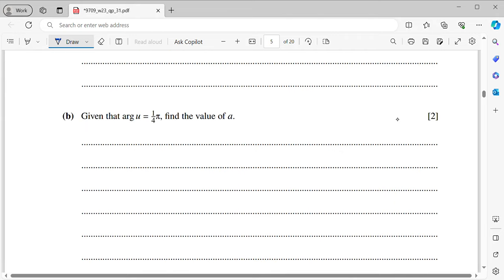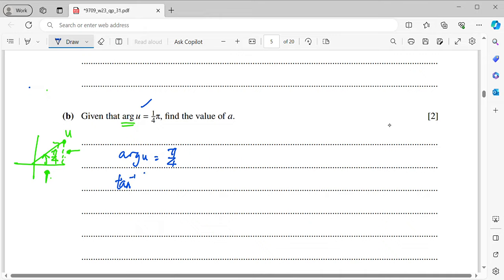Now next part, given that argument u is pi over 4, find the value of a. When you look at this pi over 4, by drawing the Argand diagram, pi over 4 is here. That means this is our u. To find the argument, it will be inverse tangent of the imaginary part over the real part. It will be pi over 4 because tangent is opposite over adjacent. So from here I will write argument u is pi over 4.